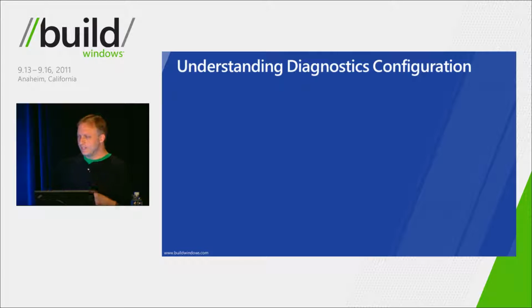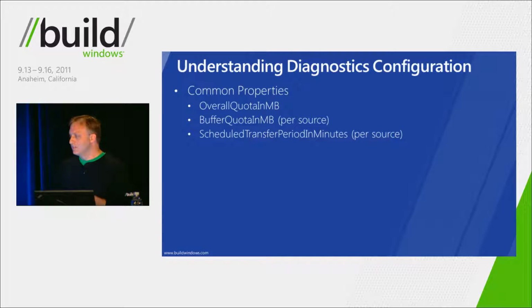Okay, so I'm going to go a little deeper dive into the different properties of what you're configuring so you understand more of what they mean. Some of the common properties of the diagnostics configuration are the overall quota in megabytes. Basically, this is the top level quota for all of diagnostics. So you can basically allocate a certain number of megabytes, gigabytes, whatever, and give it directly to storage to manage.